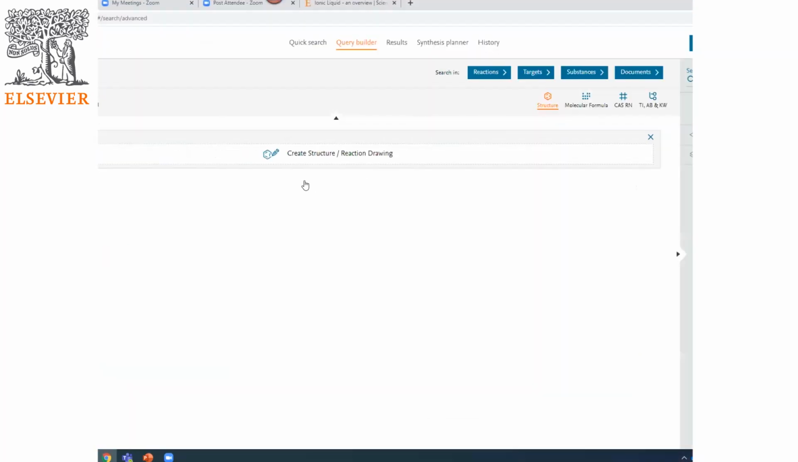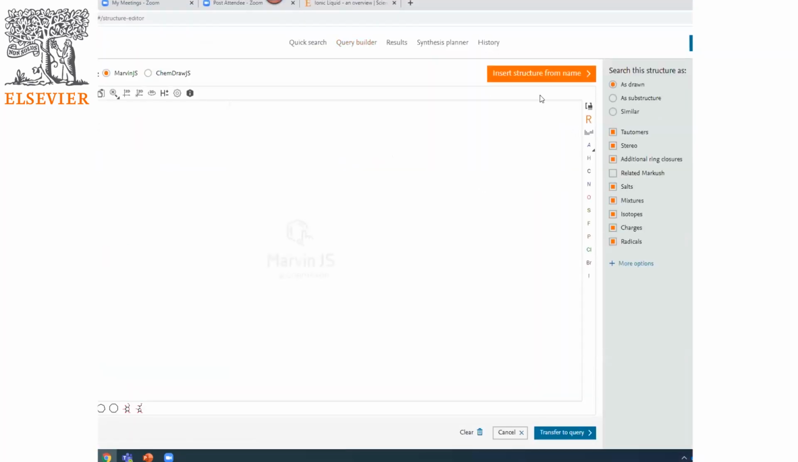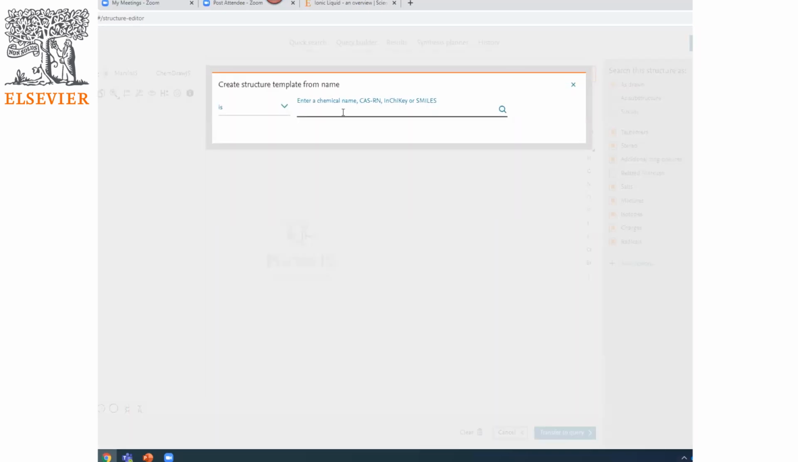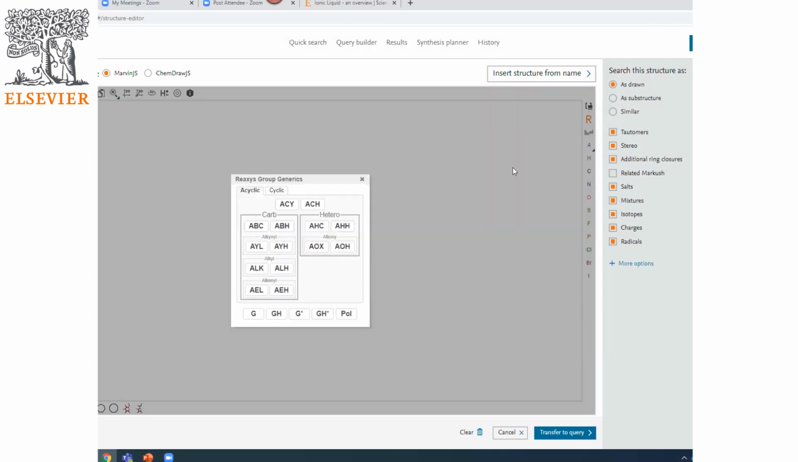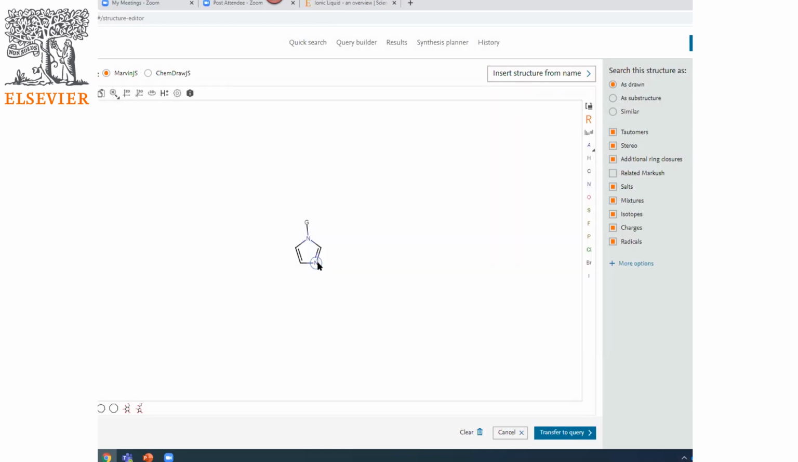So we go to structure editor. This is one of the secrets. If you don't want to draw something, you can use this one, create the structure from the name, and we see the imidazolium. Also, we can use the Reaxys generic group, which can substitute a very big variety of chemical molecules. And let's add all imidazolium.